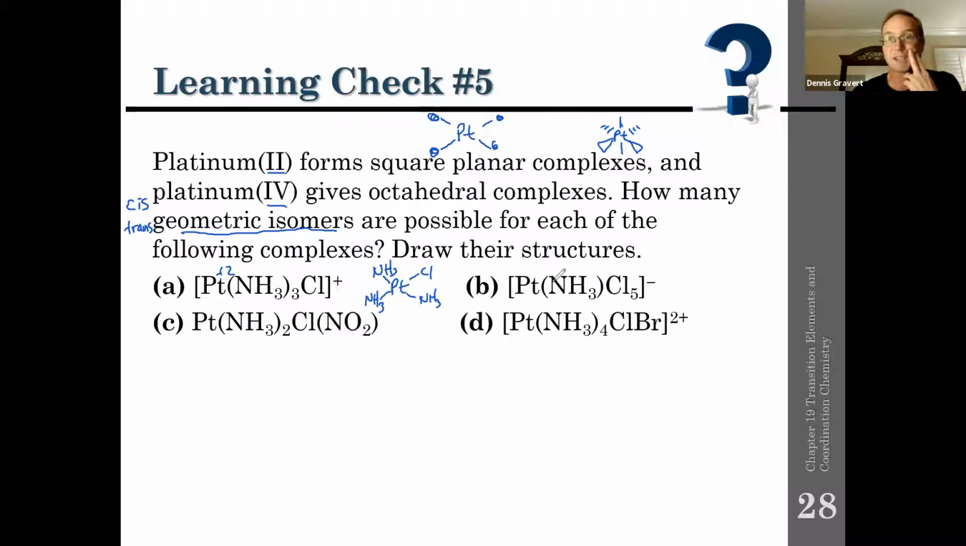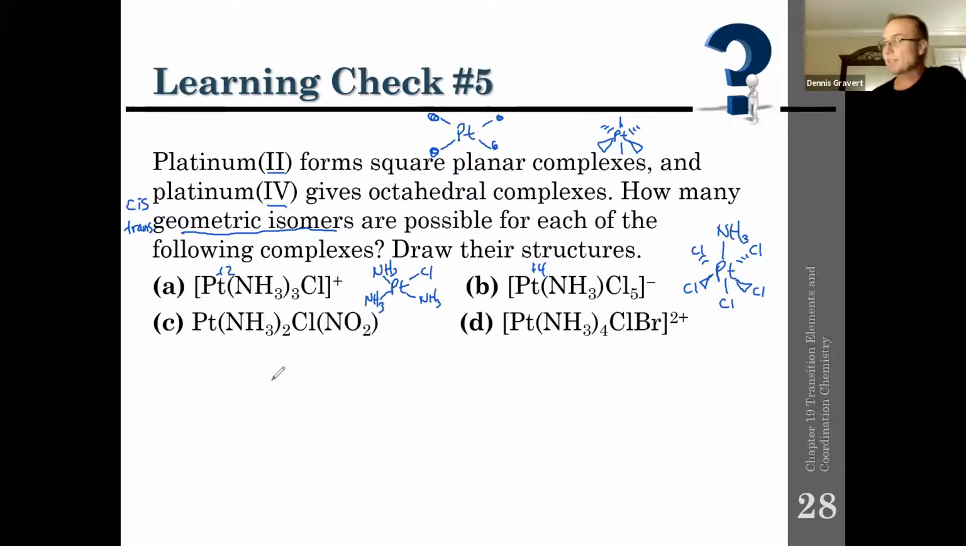For B, pause the video, give it a try. This one's a +4. And there are 5 chlorines and only 1 ammonia. It turns out it doesn't matter where you put the ammonia, it's only 1 molecule. If you put the ammonia up here and the chlorines everywhere else, or if you put the ammonia over here, it doesn't matter. You don't have any cis and trans isomers.